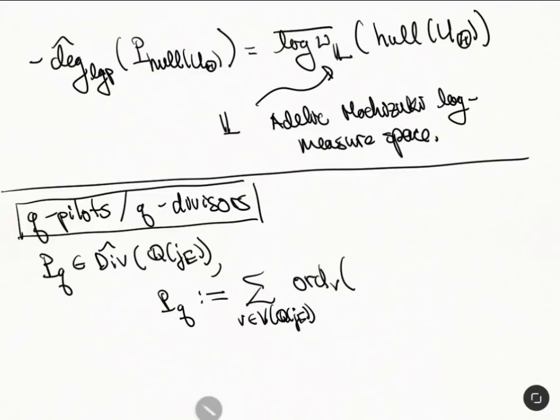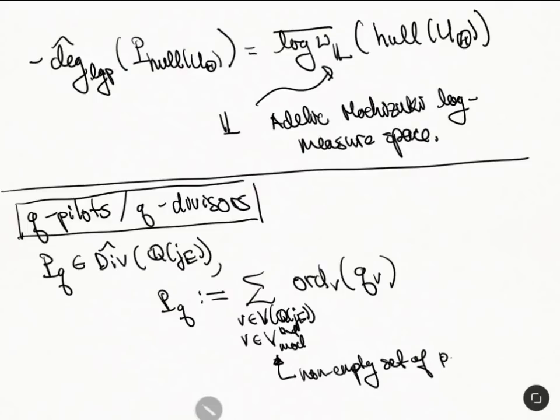now let me just write down what this is. So we're going to have Q_V. So we'll take a place of, so I'll remind you guys about what happens, but for any place of bad reduction, so this is V an element of V bad mod. This is a non-empty set of places of bad reduction.